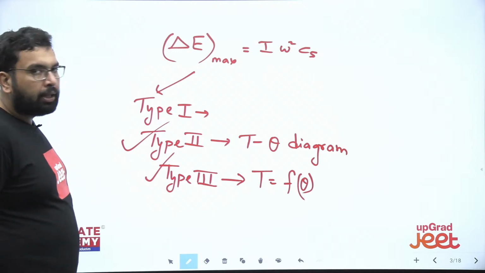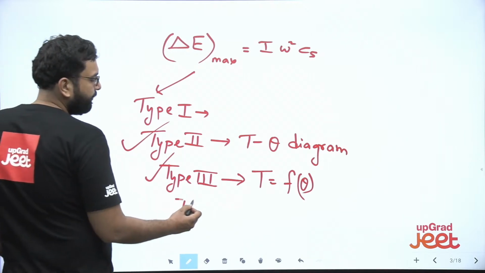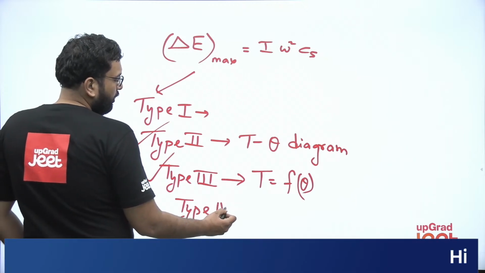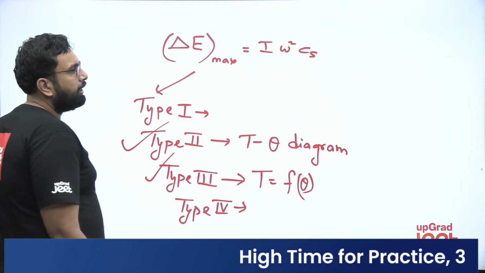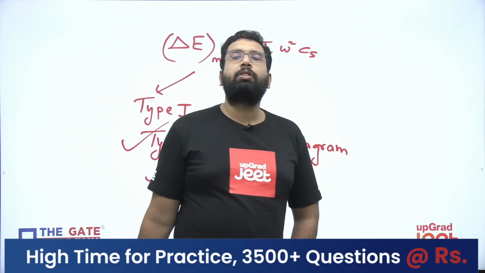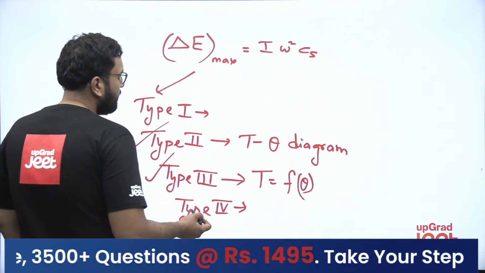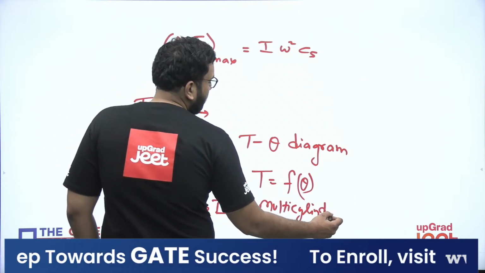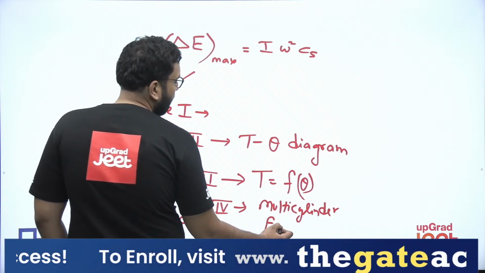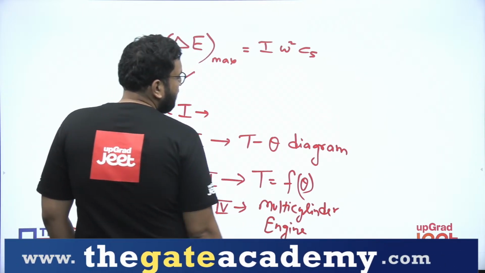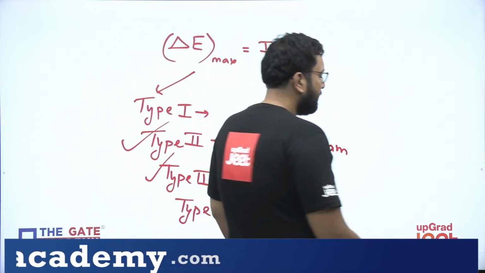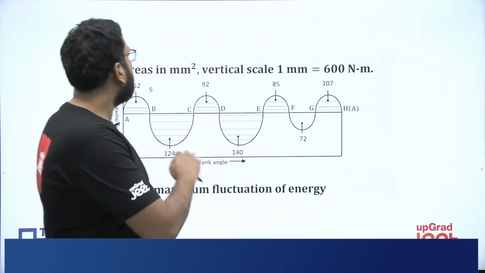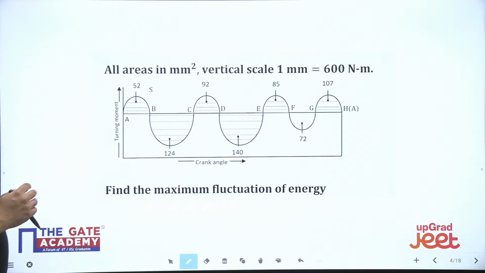Understood, I think, everything. Now coming to the fourth type. Till now they haven't asked this in the GATE examination, but in ESE examinations, this question is asked in abundance. So basically for a multi-cylinder engine, the question would look like this. You will have to find the maximum fluctuation of energy.